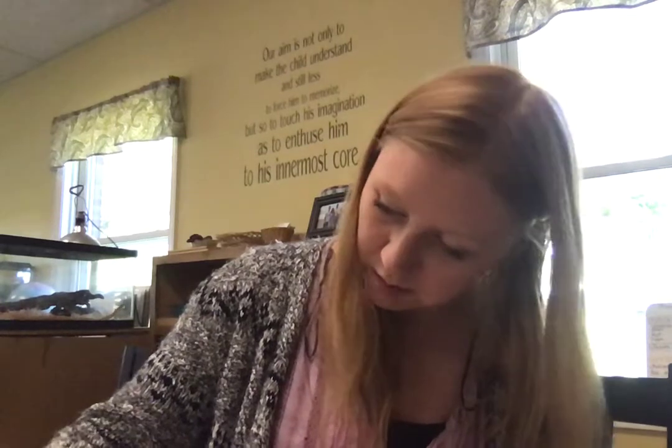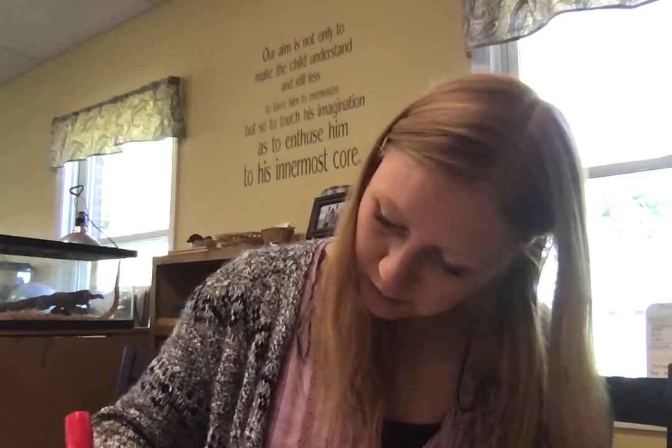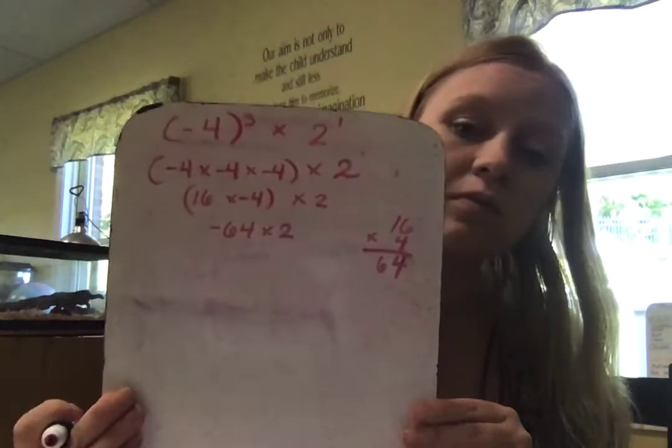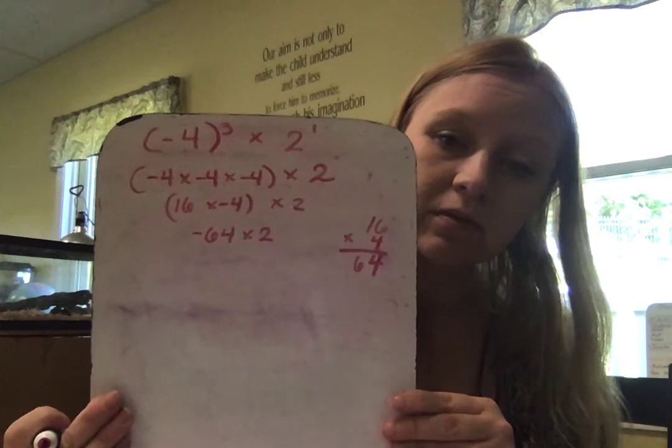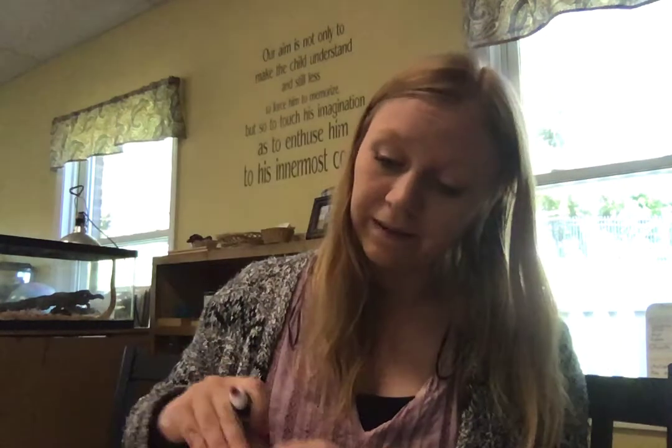I do not know what 16 times 4 is off the top of my head. I think it is 64 but I don't remember. And I'm right. 64, and it's negative. Negative 64 times 2. It's going to be a negative answer because a negative times a positive is a negative. I get a negative 128.